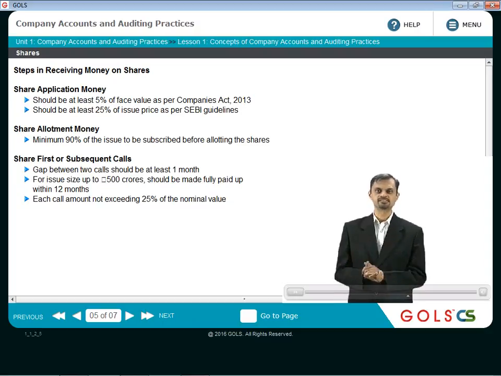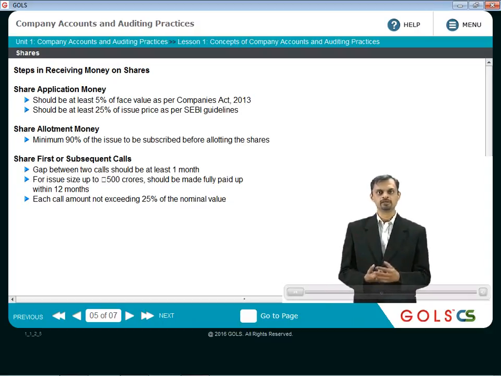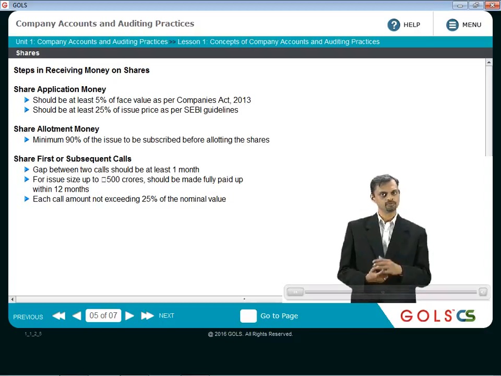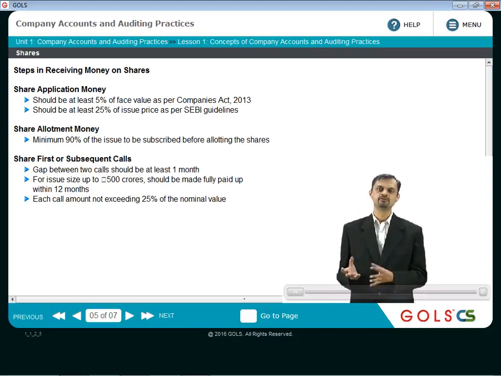So suppose the issue size is say 50 lakhs rupees, then 90% of that, so that is 45 lakhs, the applications should be received by the company for at least 45 lakhs worth of shares. So then only the issue can proceed further. Now what happens when this 90% is not received? We'll talk about it later. So once the share certificates are actually allotted, then basically the shares come into existence, and then those individual applicants will be called as shareholders.